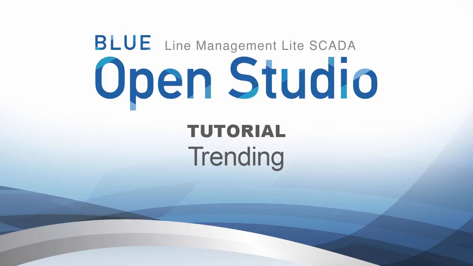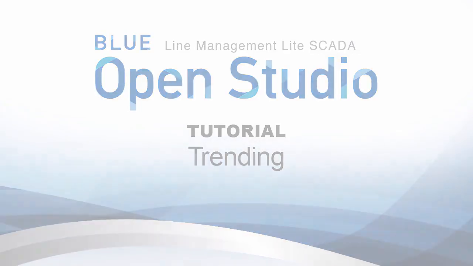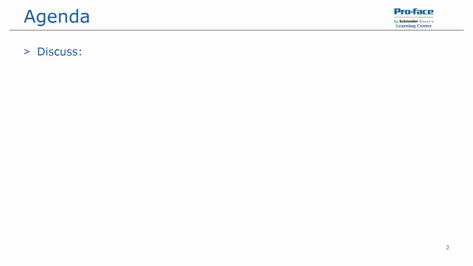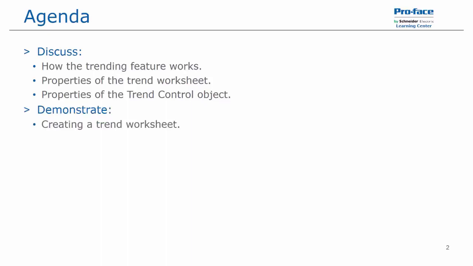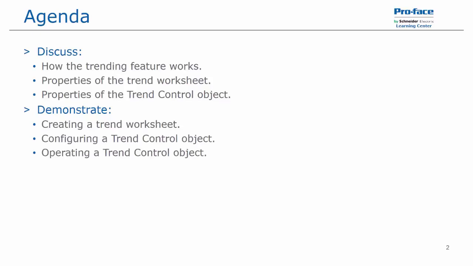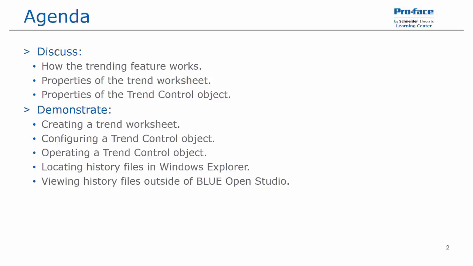The topic of this video will be trending. And in this video, we will be discussing how the trending feature works, properties of the trend worksheet, properties of the trend control object, and we will demonstrate creating a trend worksheet, configuring a trend control object, operating a trend control object, locating the history files in Windows Explorer, and viewing the history files outside of Blue Open Studio.